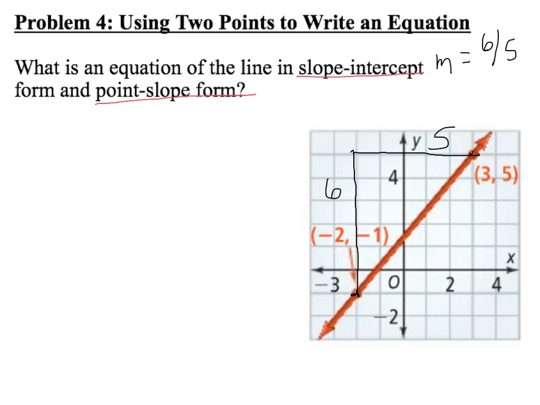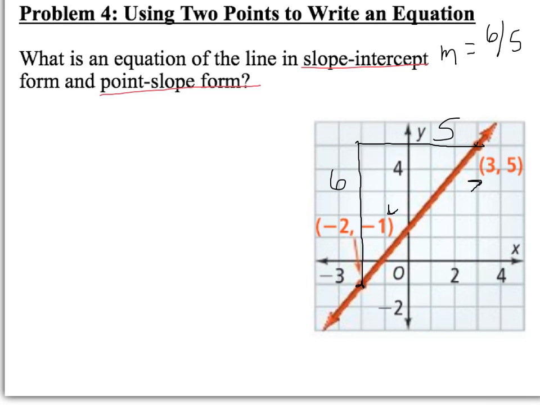When you write in point slope form, it doesn't matter which point you use. I can use either the negative 2, negative 1, or else I can use 3 and 5. I'm going to choose to use the negative 2, negative 1. For my first answer for point slope form, I'm going to have y minus negative 1, because that's my y1, which turns into plus, is equal to 6/5, my slope, times x minus my negative 2, which also becomes plus. So that's my answer to my first one.